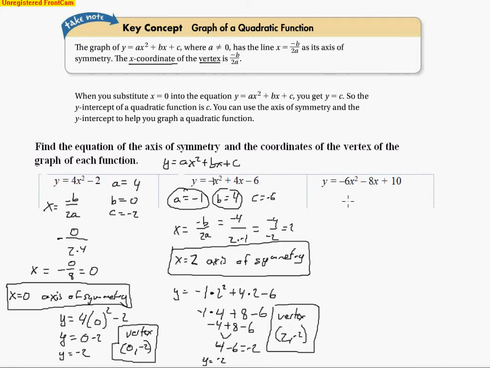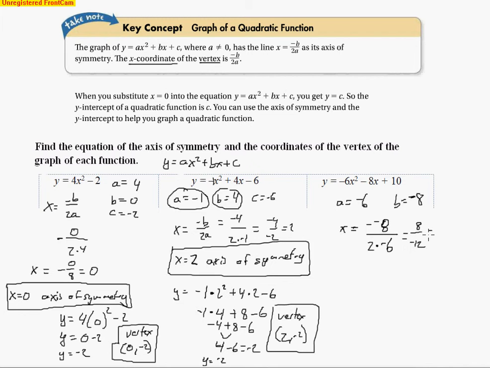So again, I'm going to find my a term, which is negative 6, and b, which is negative 8. And so I go ahead and substitute into my formula. Again, I don't need the c term here. So x equals the opposite of b, so the opposite of negative 8, all over 2 times negative 6. And so the opposite of negative 8 is positive 8 over negative 12.